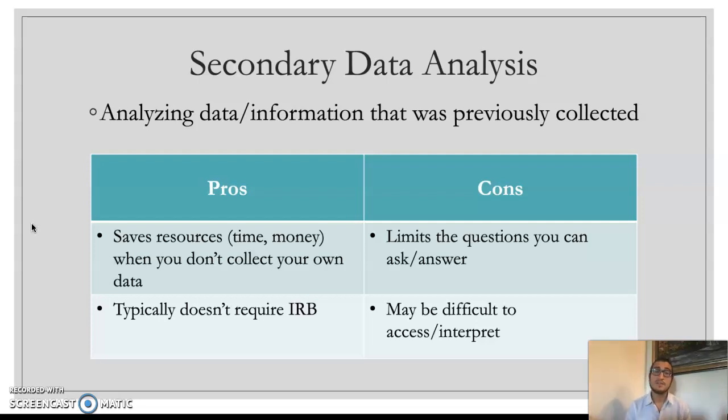And another big benefit of secondary data analysis is that it typically doesn't require IRB approval for you to research the secondary data. The institution or the researcher that collected it in the first place would have had to get IRB approval, but since they already did that when they collected the data, if this is a data set that's free and openly accessible to the public, you wouldn't need IRB approval to analyze that particular data set.